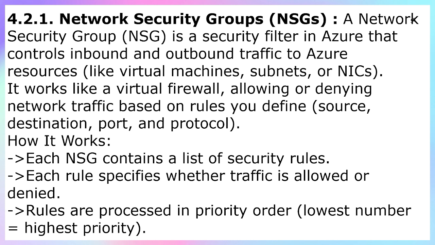So what does the security guard check? It checks the ID card. Here, what will we check? We will check rules and regulations: source and destination, ports and protocols. How does it work? Each NSG contains a list of security rules. There will be some rules which it will check, and then it will allow or deny. Each rule specifies whether the traffic is allowed or denied. Rules are processed in priority order, right? Lowest number means highest priority.